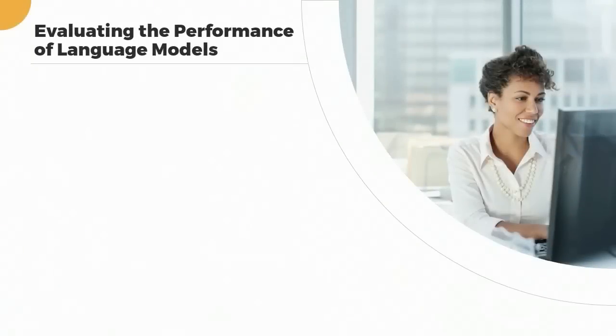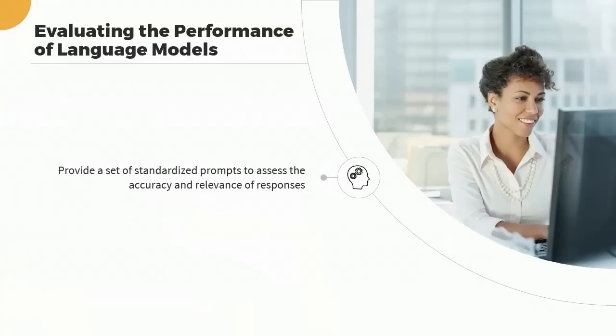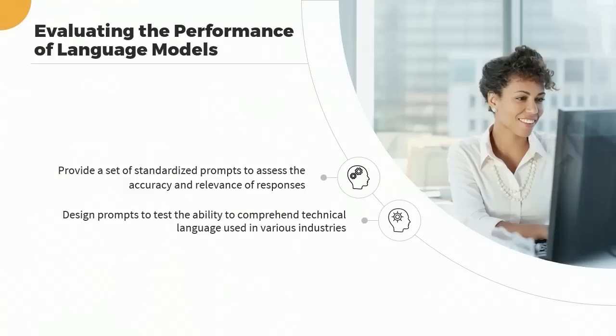When it comes to evaluating the performance of ChatGPT and other language models, prompts also play a significant role. By providing a set of standardized prompts that covers a range of topics and situations, you can assess the accuracy and relevance of the language model's responses. Prompts can be designed to test a model's ability to comprehend the terminology, jargon, or technical language used in various industries. This helps evaluate the model's ability to respond in specific contexts.